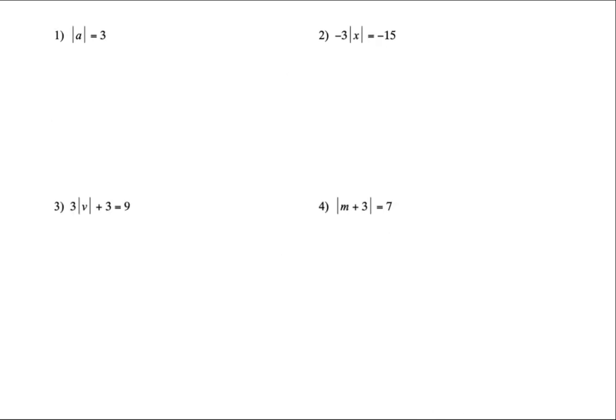All right, let's take a look at these first 4 example problems. The first one is just the absolute value of a equals 3. So what could be in here that would make this 3? Well, the absolute value of 3 equals 3, and the absolute value of negative 3 equals 3. So a could be equal to either 3 or negative 3.